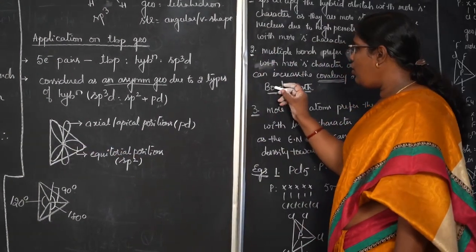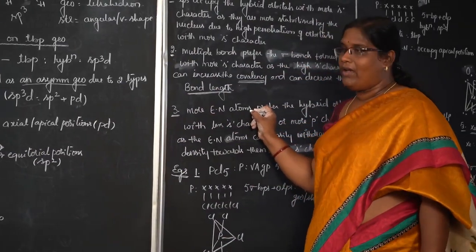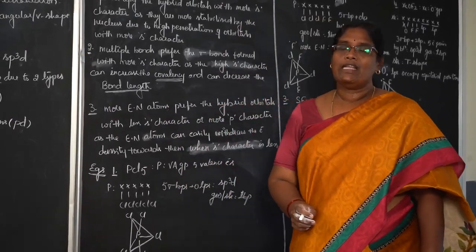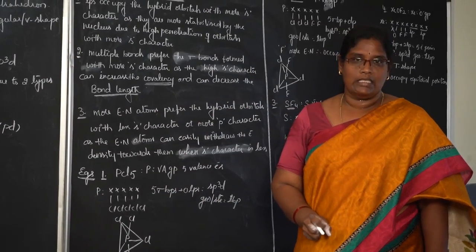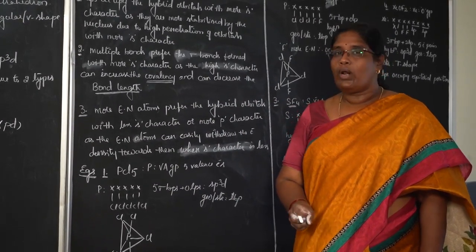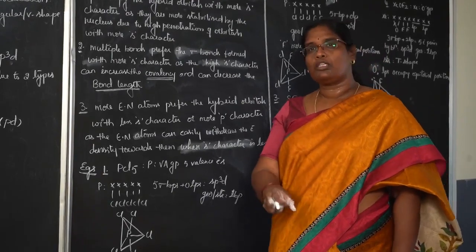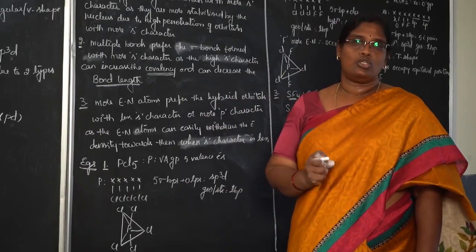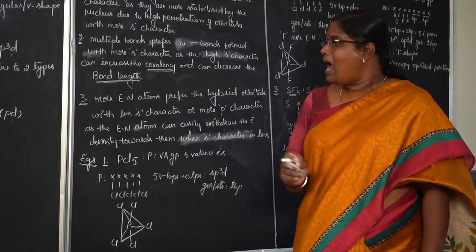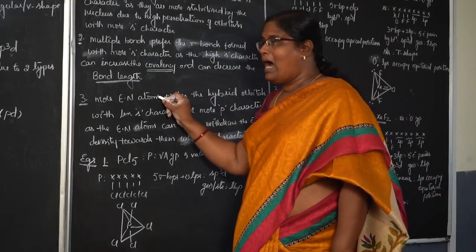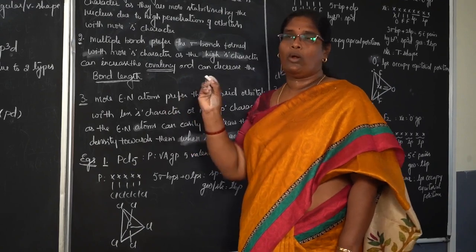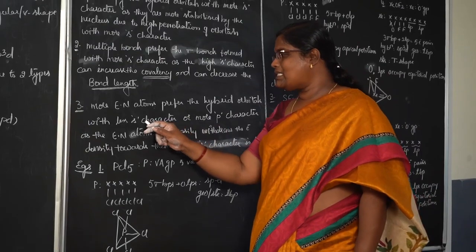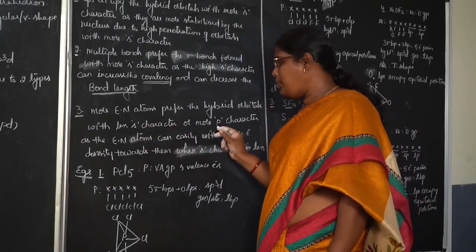And the position of more electronegative atoms. What is an electronegative atom? Which has more electron density, or which withdraws more electron density towards itself, we call it an electronegative atom. And this electronegative atom always requires the hybrid orbital with less s character or more p character.